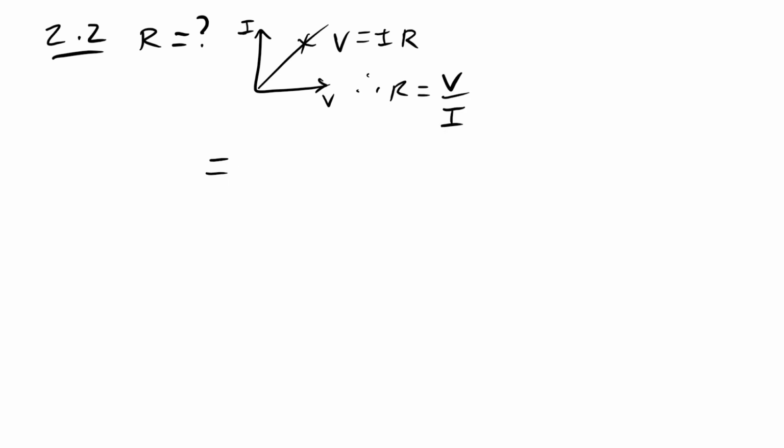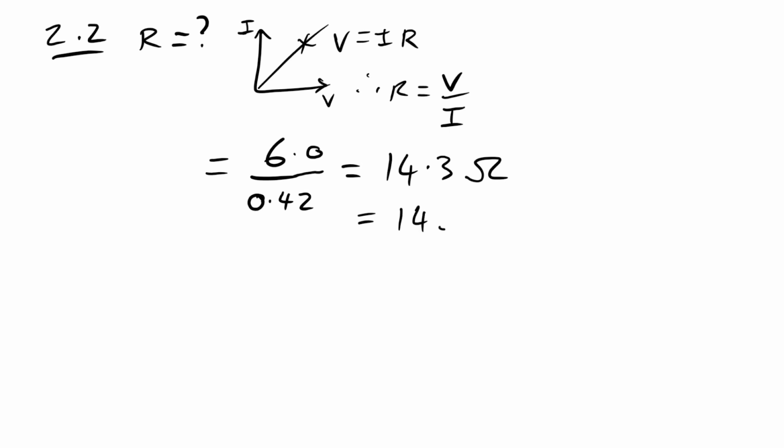So let's pick a point. The larger values, the better. I'm going to go with a PD of 6.0. Divide that by, I think that is 0.42. That gives me a resistance of 14.3 ohms, but I'm going to give that to 2 sig figs, seeing as none of our data went to 3 sig figs.